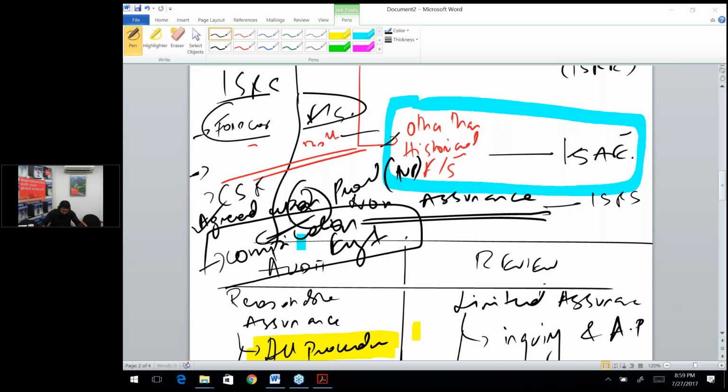Yes, the CAM is only for listed companies. The due diligence could be a review engagement. The due diligence could be an assurance engagement. It depends, because when it comes to a due diligence engagement, if you are focusing on historical financials only, then it's a review engagement. If you are focusing on all aspects, then it could be an assurance engagement.